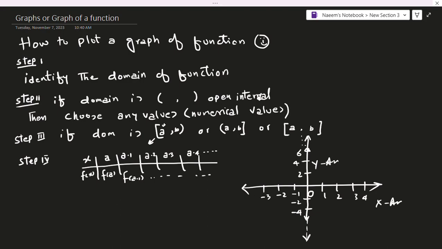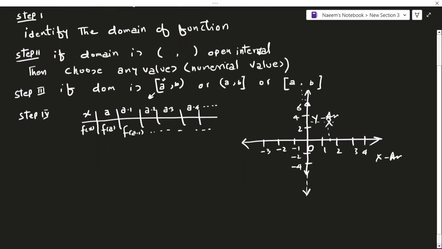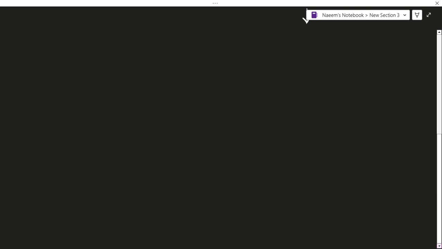Take the value a, say that a is here and f of a is here. Take the horizontal line, take the vertical line, where they meet, plot that, and plot all these values on this x-axis and y-axis and you will have your graph. Okay, this was the theoretical concept. Now we will move towards some example or exercise question.